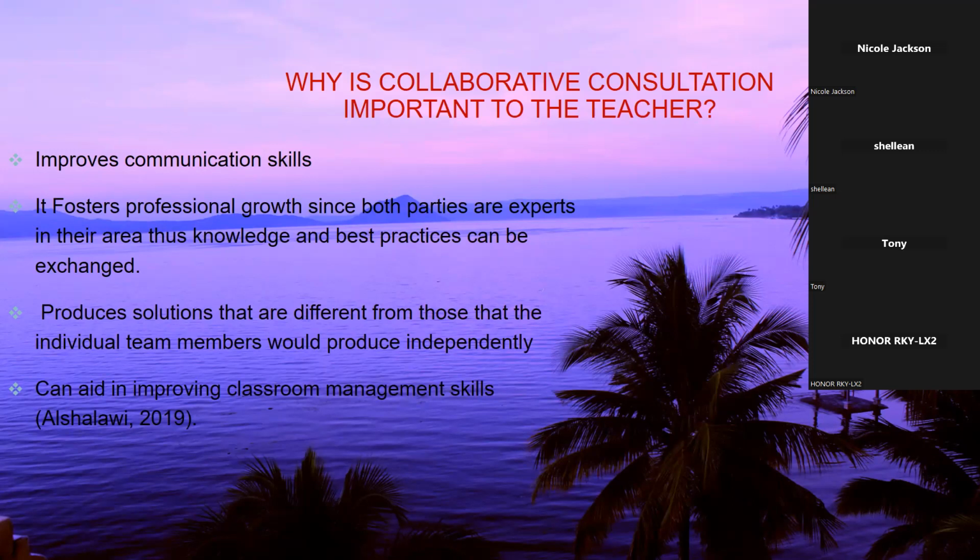It produces solutions that are different from those that the individual team members would produce independently. We always say two minds are better than one. No one person looks at things the same way. So by working together, you are now able to see things from a different perspective. And it can aid with classroom management skills.